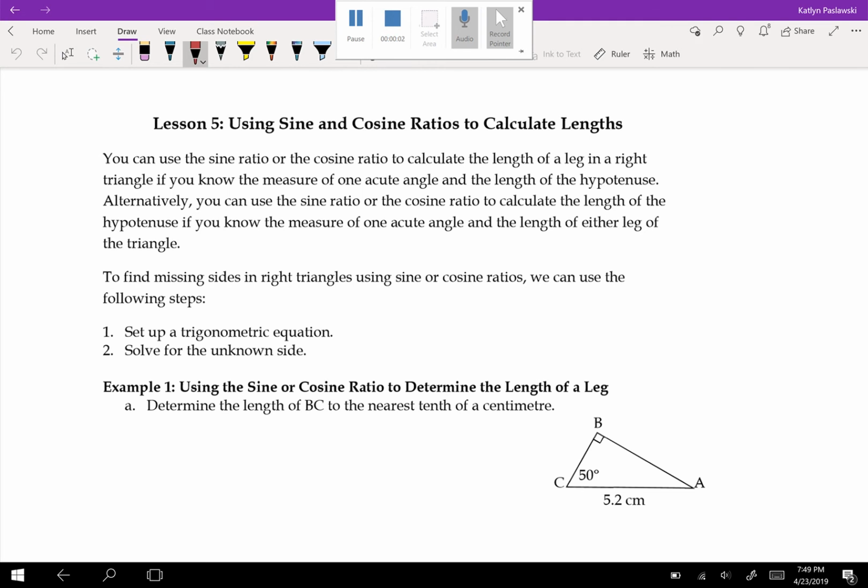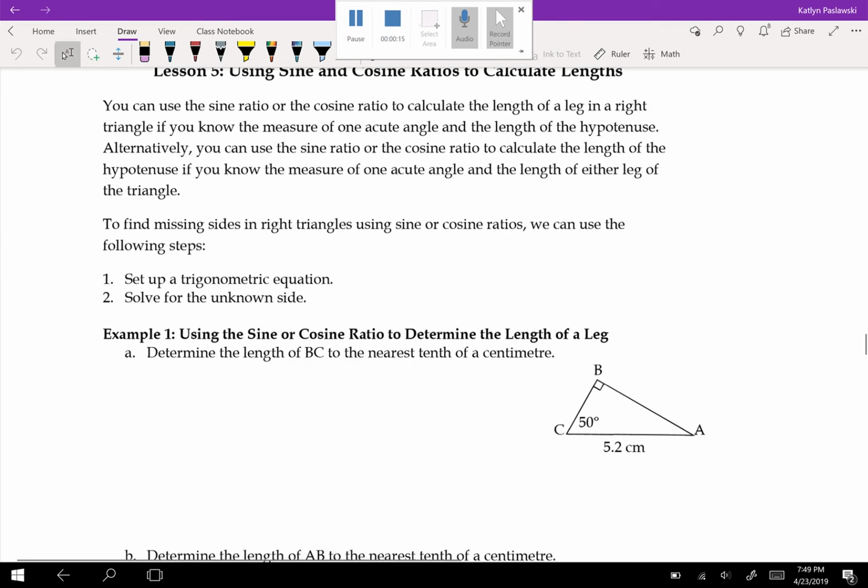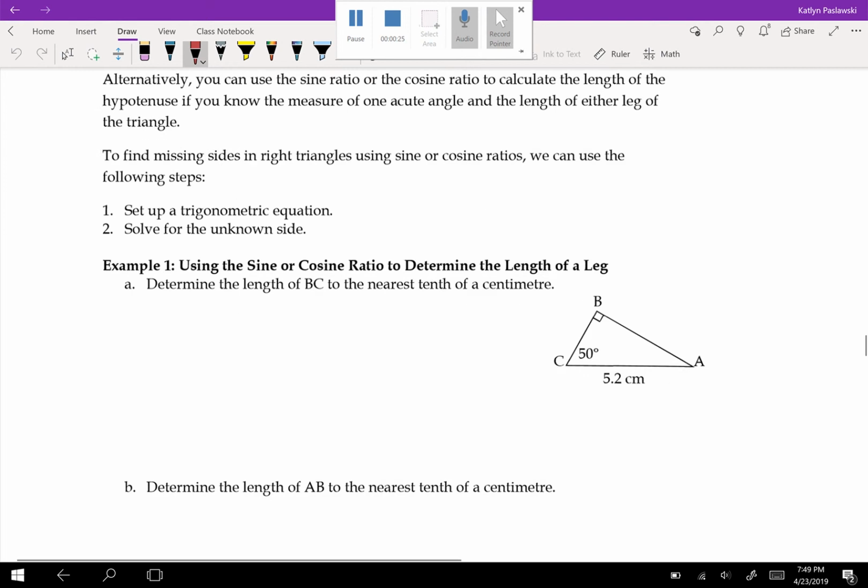All right, here we have lesson 5, using sine and cosine ratios to calculate lengths. In the previous lesson, we were using sine and cosine ratios to calculate the angles. So let us review the steps on how to do that. When we are finding sides in a right triangle using sine or cosine ratios, we use the following steps. We first need to set up the trigonometric equation and then solve for the unknown side.